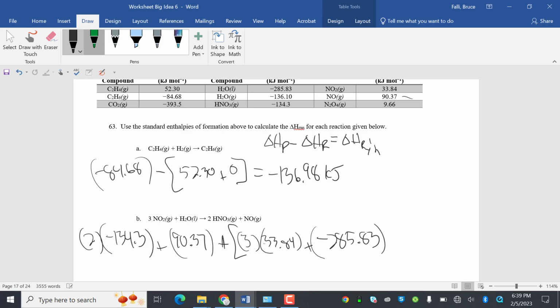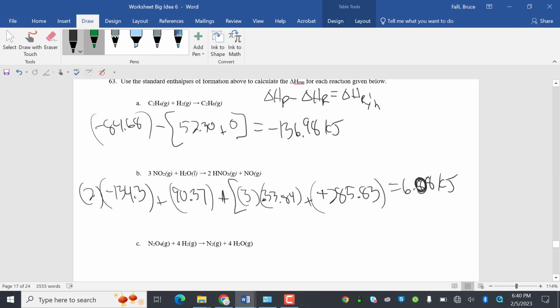So I'm going to make this a plus, make that a minus, make that a plus. I know that distributing negative signs is a mistake that I make from time to time, so I try to get rid of that problem as soon as I can. So 2 times negative 134.3, plus 90.37, plus quantity 3 times negative 33.84, close quantity, plus 285.83 equals 6.08. That's itty bitty. And that's it.